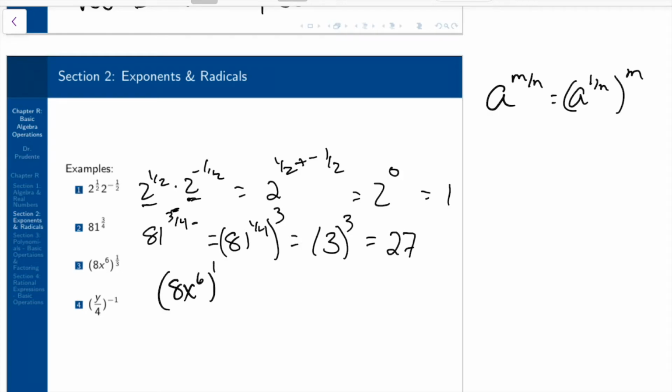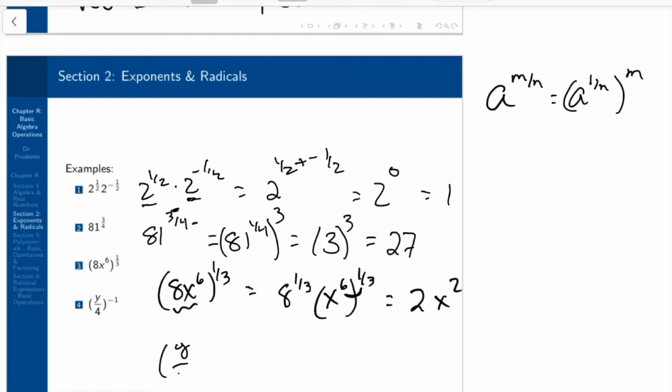If I look at the third example, all I have on the inside is multiplication. And when I have multiplication, that's when I can distribute my powers. So I can write that as 8 to the 1/3 times x to the 6 to the 1/3. That'll give me 2 x squared, because I want to multiply these.